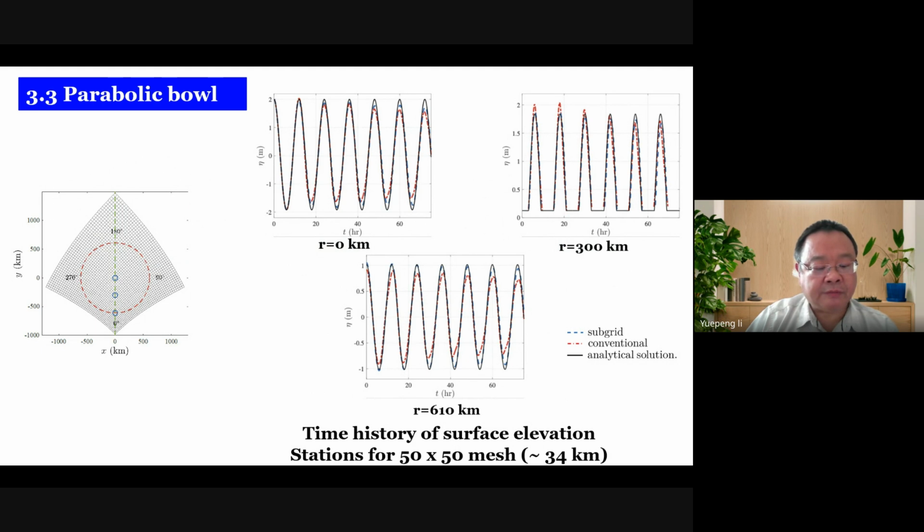Next. The time series of the surface elevation at 3 stations along the wetting-drying area is shown in this slide. The black solid line is the analytical solution, and the red dashed line is the original SEST. The blue line is the subgrid result. It's clear that the subgrid represented the analytical solution much better than the red line, the original SEST.